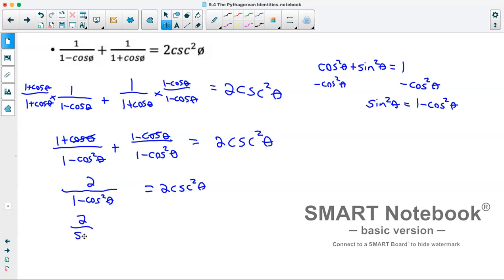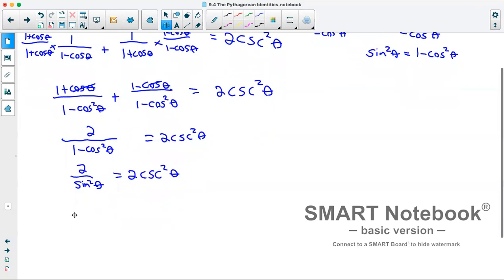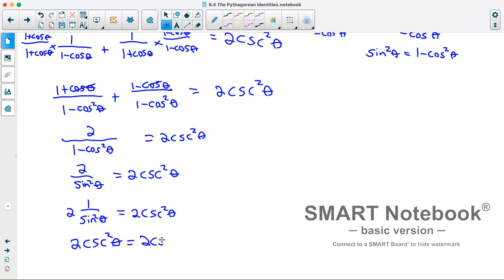So we've got 2 over sine squared theta equals 2 cosecant squared theta. Now, we could factor the 2 out. That gives us 2 times 1 over sine squared theta equals 2 cosecant squared theta. Now 1 over sine is cosecant, so therefore 1 over sine squared is cosecant squared. So we've got 2 cosecant squared theta equals 2 cosecant squared theta. So we have proven this identity.